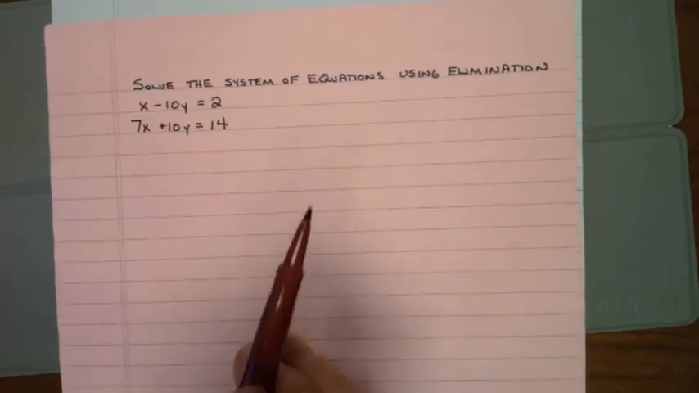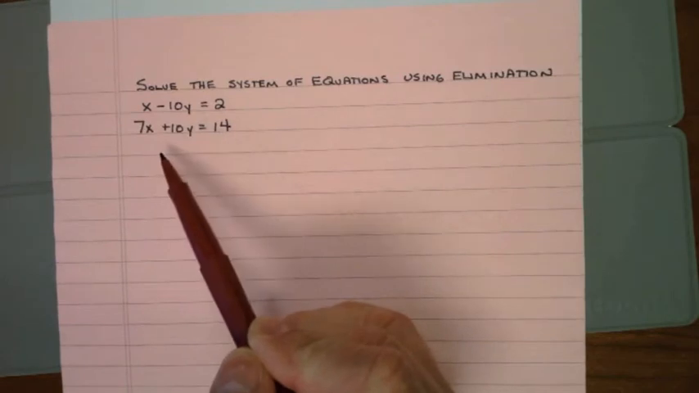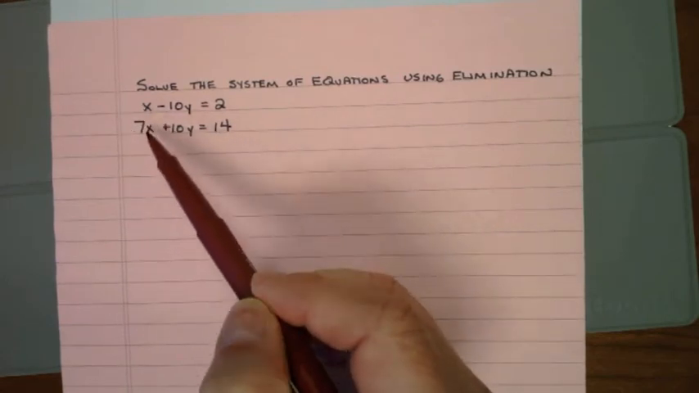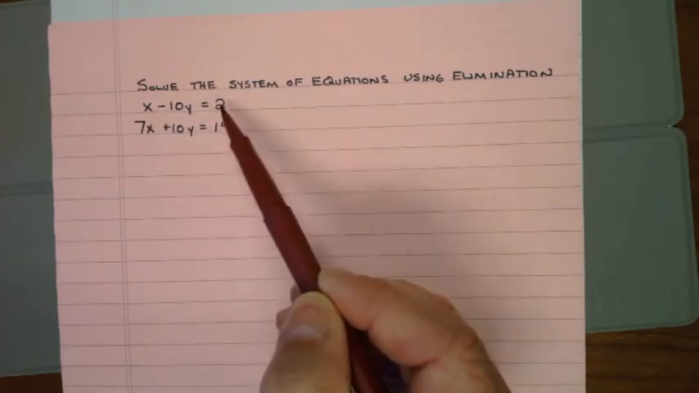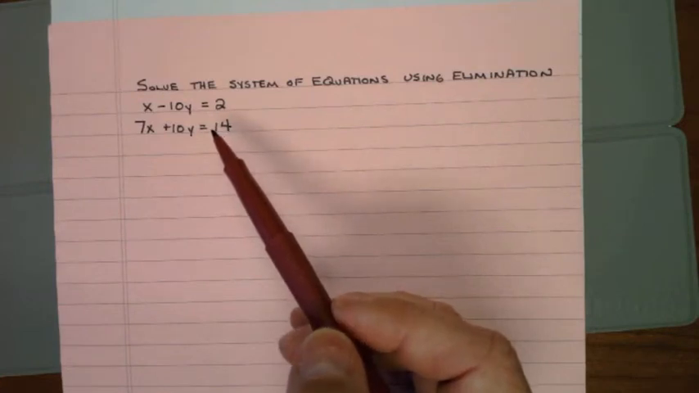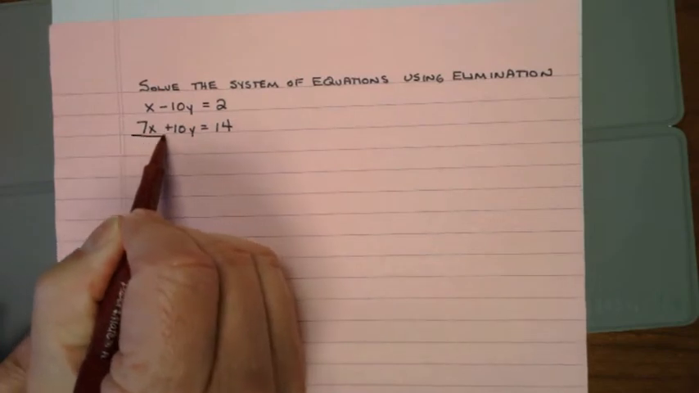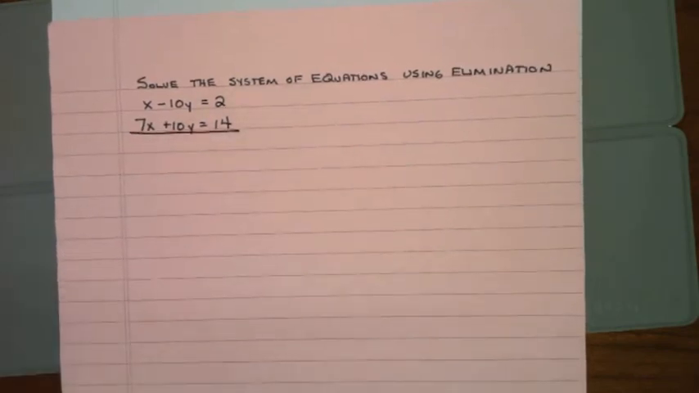Our first example, we need to make sure these things are in standard form. The most important part about standard form is that we need to make sure all these variables are lined up. Make sure the x's are lined up, the y's are lined up, and the numbers after the equal sign are lined up. Because according to our rules, we're going to combine these two equations together, and we're going to hope that one of the variables is eliminated.